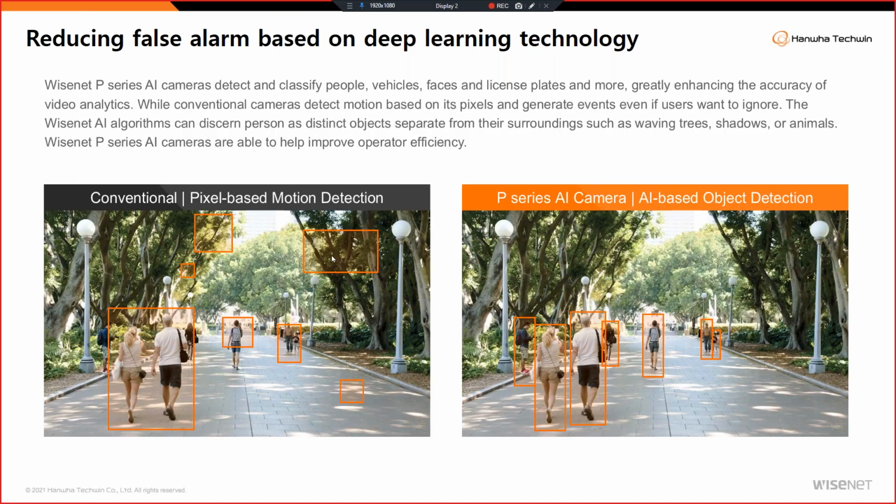Here, for example, the tree is as big as a human being. What will you do? Every time the tree moves with the wind, it will cause an alarm. Every time the shadow moves with the tree, it will cause an alarm. So you cannot avoid it. So false alarms or nuisance alarms will occur. That's why you have an AI camera.